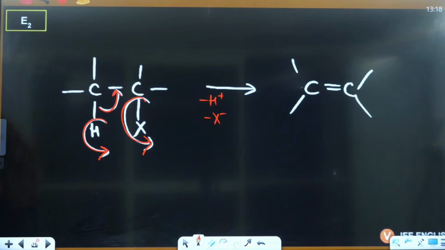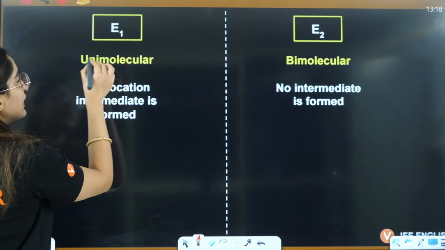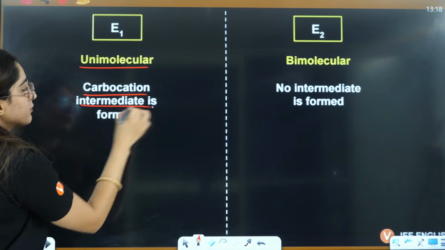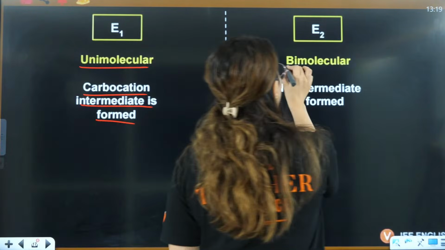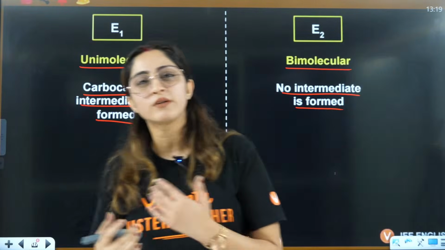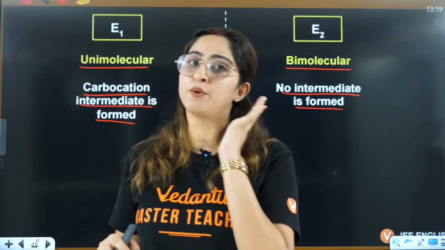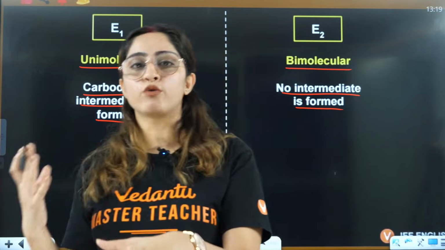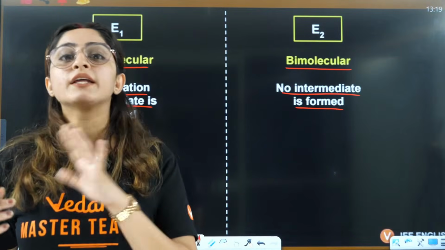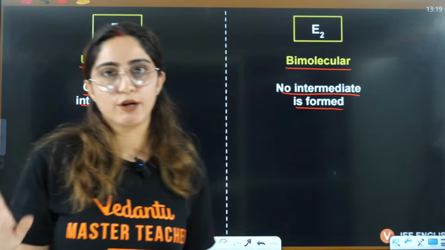Yes everybody, tell me, understood? So now let's just summarize this. E1 is unimolecular, carbocation intermediate is formed here. E2 is bimolecular, no intermediate is formed here. We'll discuss these things more when we study haloalkanes, haloarenes. In that I'll discuss more about the rate of reaction, everything, but not in hydrocarbons. We'll discuss that in haloalkanes, haloarenes.